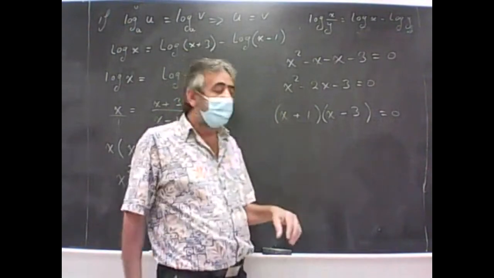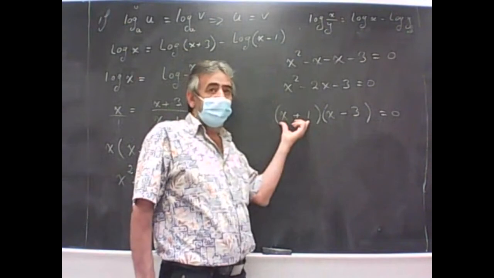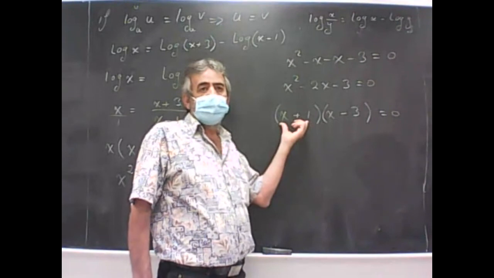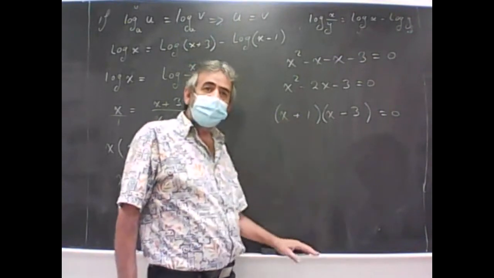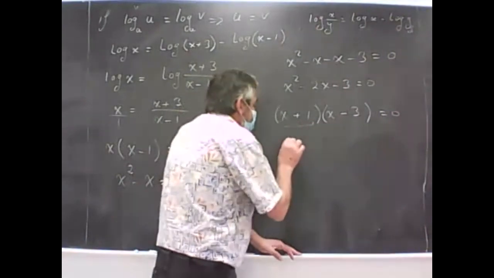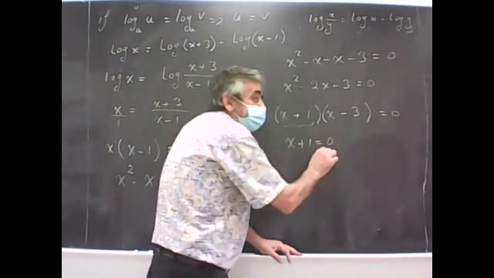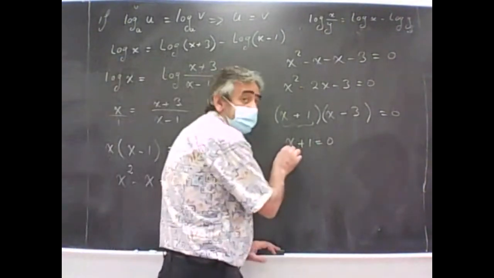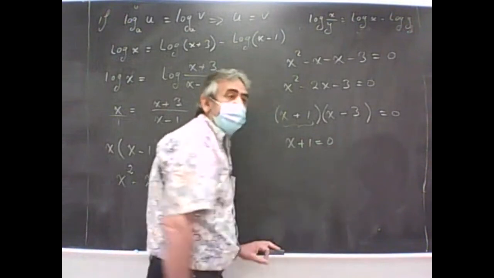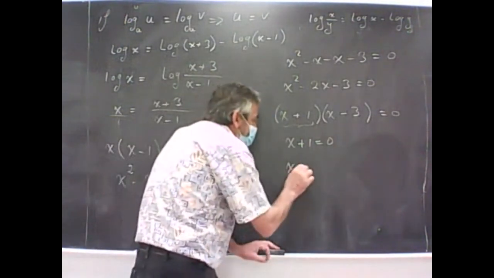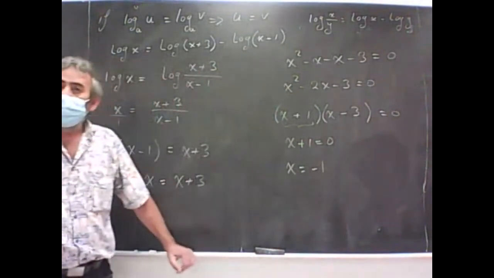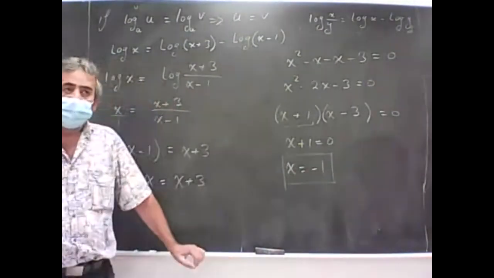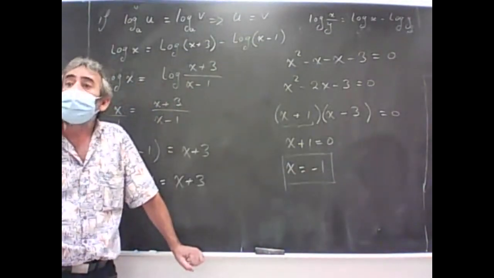Or maybe both. If this number is 0, what is the value of x that makes this equal to 0? I'm going to take this portion and say x plus 1 equals 0. To solve for x, we move 1 to the other side. That means x equals negative 1. This is one possible solution, and I still say possible because we haven't finished yet.